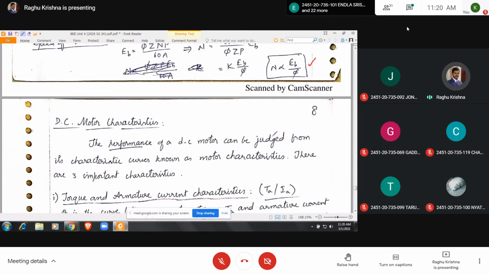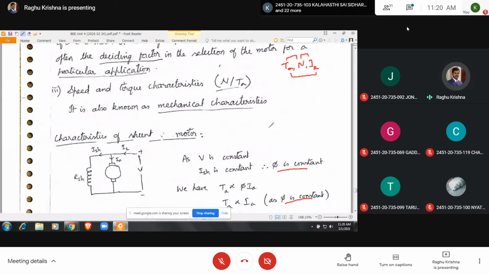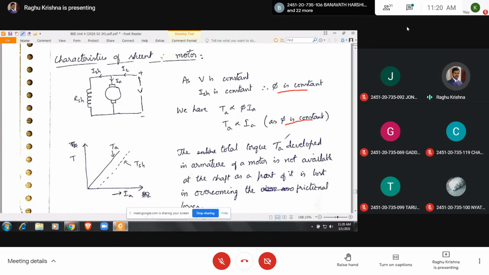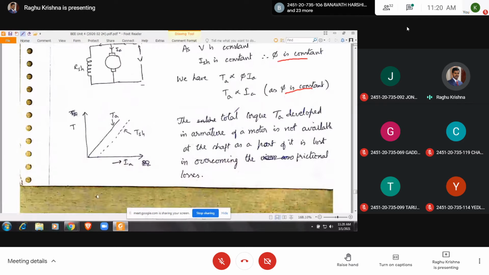If you see the characteristics of a DC motor, take a shunt motor. Torque is proportional to phi into Ia, and torque is proportional to Ia as flux is constant. So there is a linear relationship between the torque and the armature current. Here, torque Ta versus Ia is a straight line, and here Tsh.